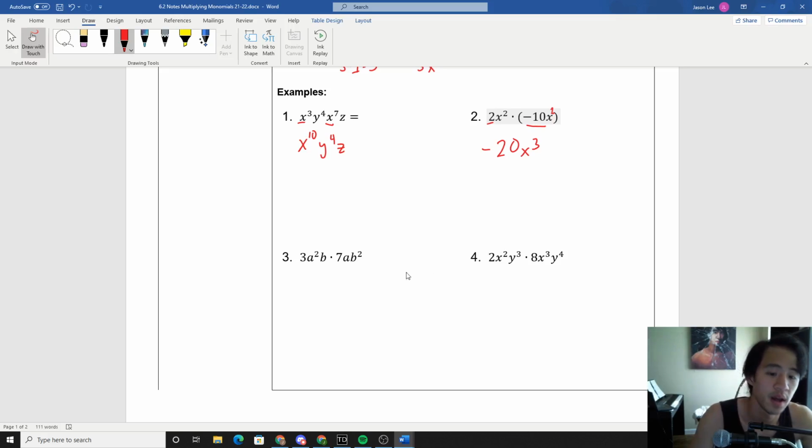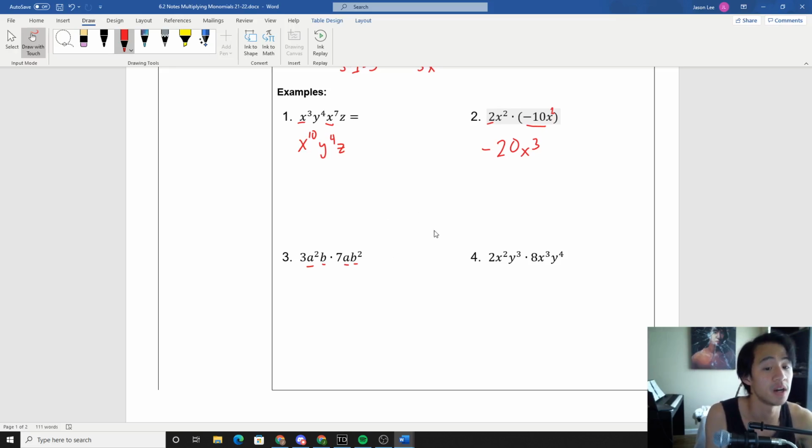Okay, so example number 3 and 4. I want you to try those first, and remember, you're going to be combining the a's with the a's, or the x's with the x's, and then you're going to be combining the b's with the b's. Okay, so go ahead and try 3 and 4 first, then come back to the video.